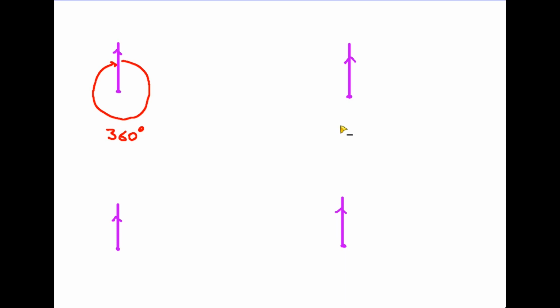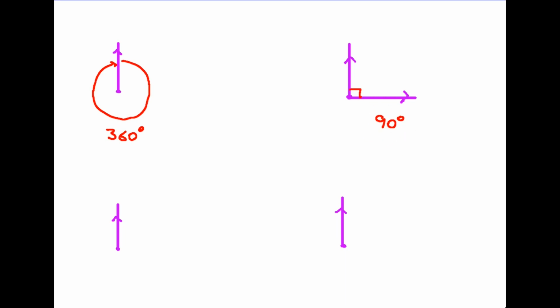Based on that, we can work out one or two others. In this second example here, we are starting looking straight up, but when we have finished, we are going to be looking in this direction. So in fact, what we have done is turned a quarter of a turn. In this case, quarter of 360 is 90 degrees. And in fact, that is what we call a right angle.